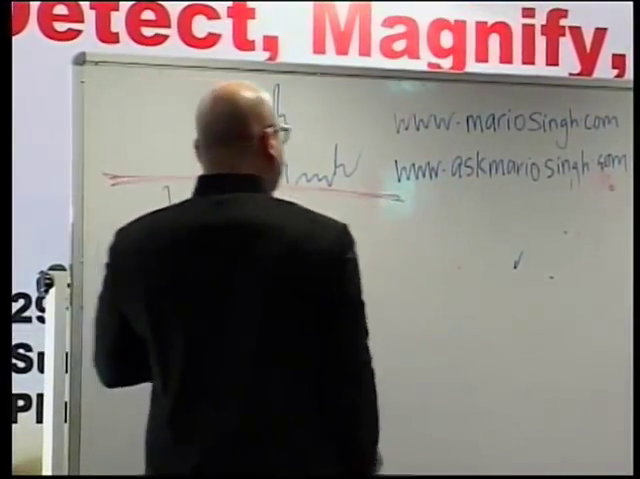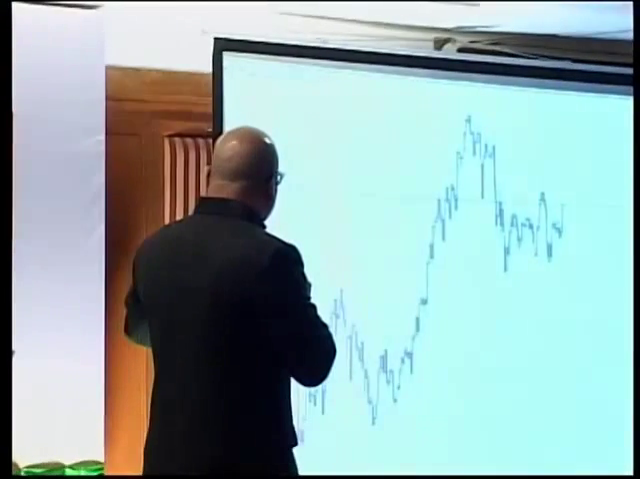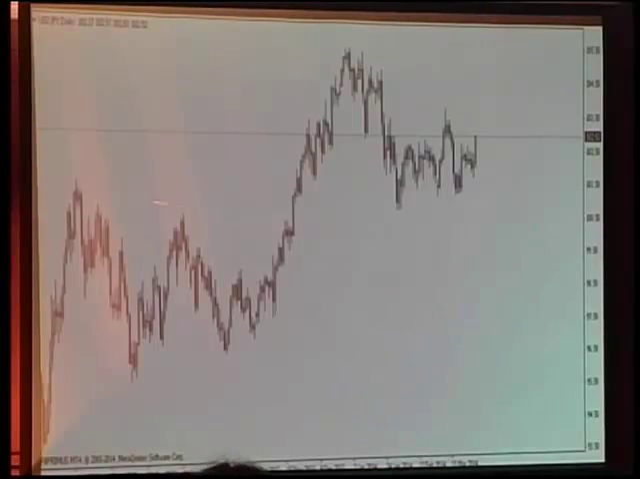Can you see? Can you see that line over here? Right? It's an area. This is called an area of conversion. Let me explain what it is.